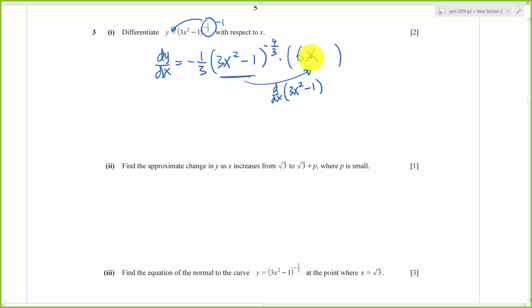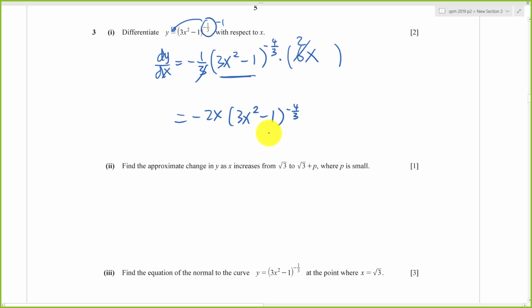So then 6 and -1/3 I can multiply, or we call it simplify. Actually I get -2, isn't it? So it will be -2x (3x squared minus 1) to the power of -4/3. Alright, this is what we do. Yeah, this is our final answer.